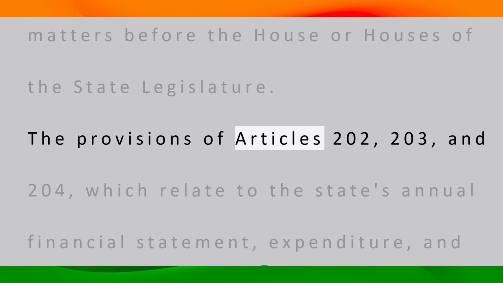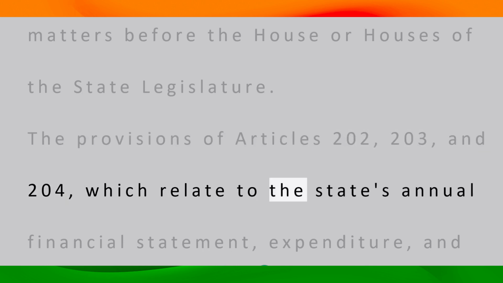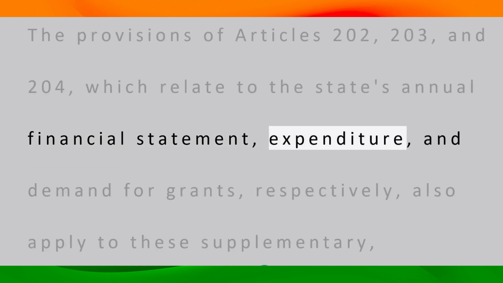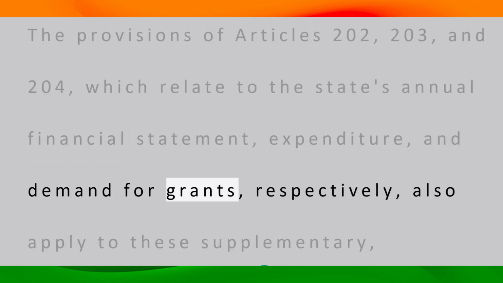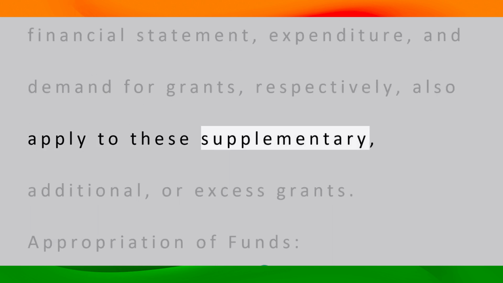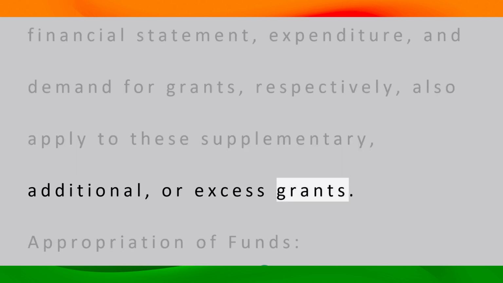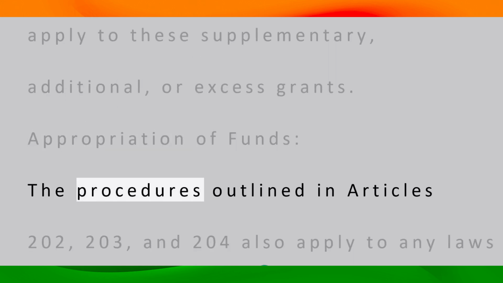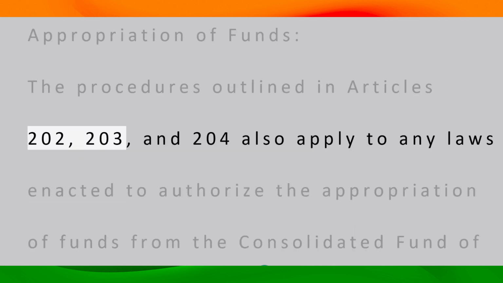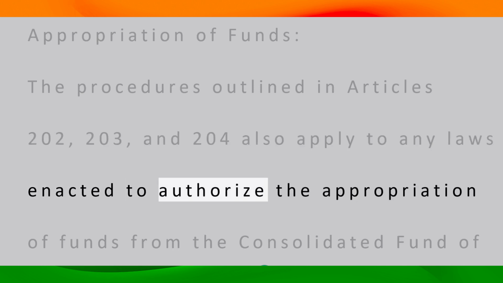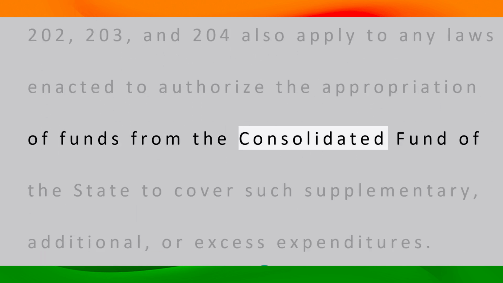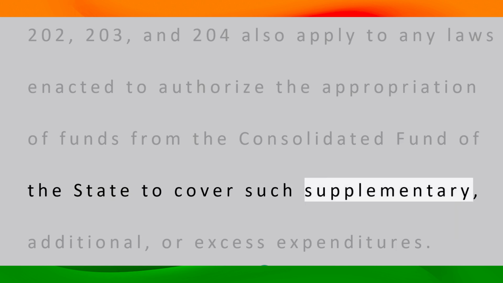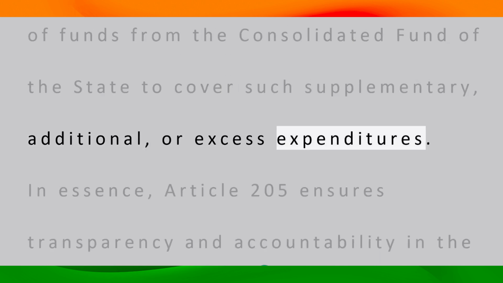The provisions of Articles 202, 203, and 204, which relate to the state's annual financial statement, expenditure, and demand for grants, respectively, also apply to these supplementary, additional, or excess grants. Appropriation of funds. The procedures outlined in Articles 202, 203, and 204 also apply to any laws enacted to authorize the appropriation of funds from the consolidated fund of the state to cover such supplementary, additional, or excess expenditures.